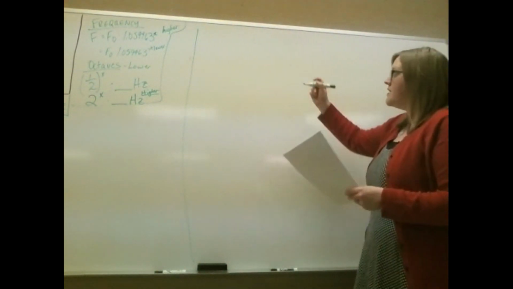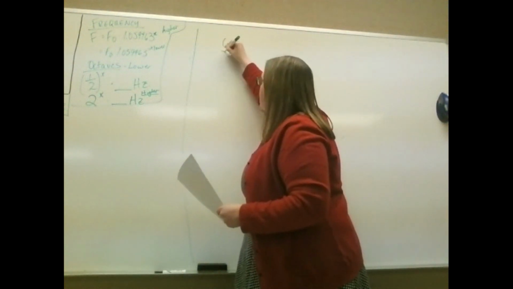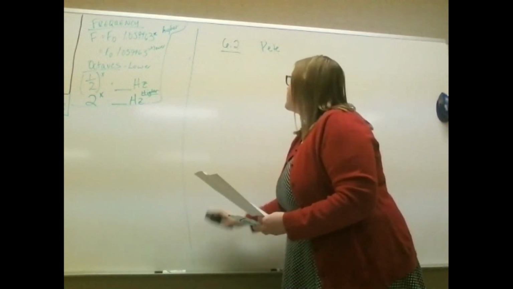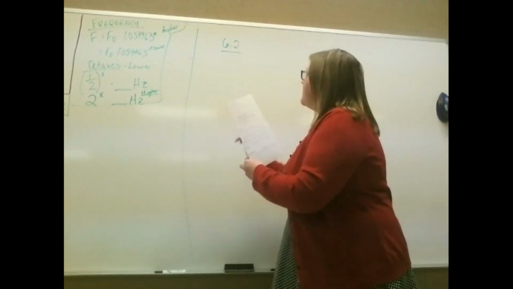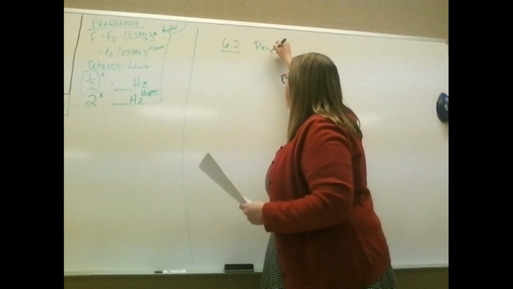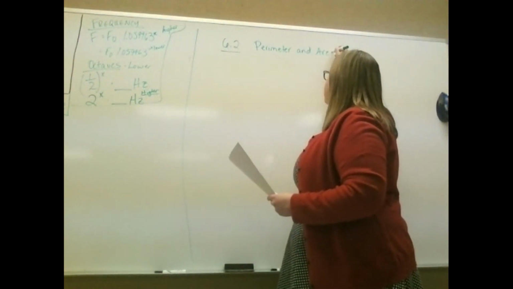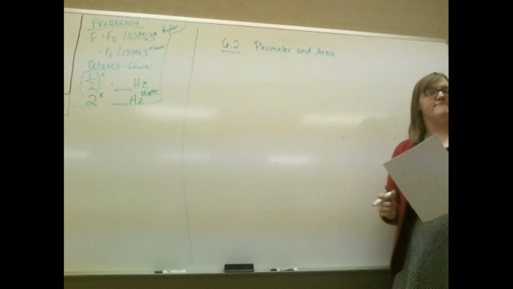All right, okay, so we're going to talk about 6.2 first. So the main things we're going to talk about in this section, not how you spell it, is perimeter and area. So we're just going to talk for the last lesson a little bit about geometry.